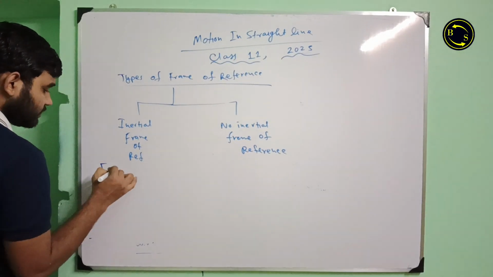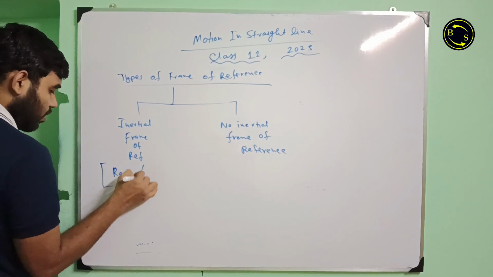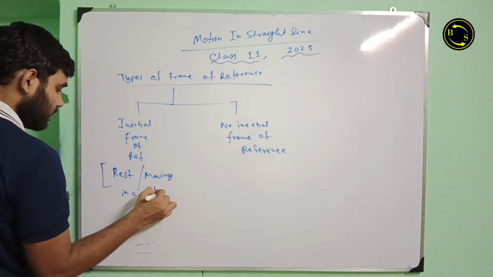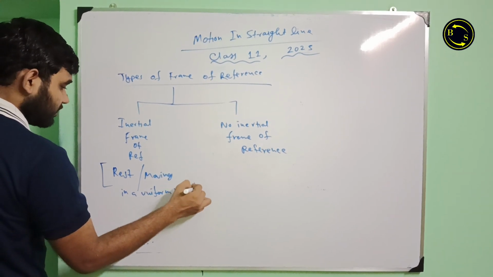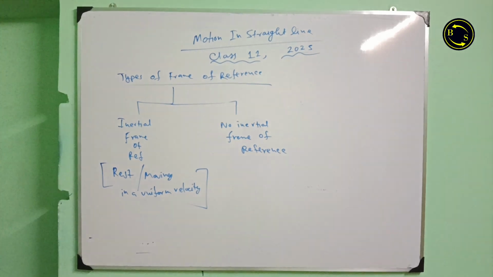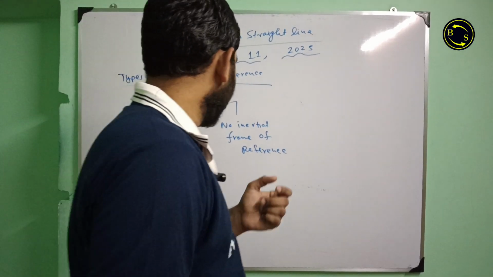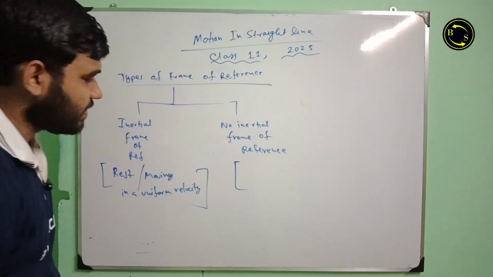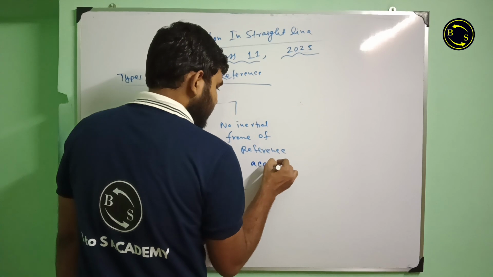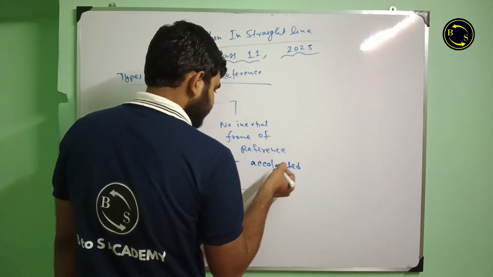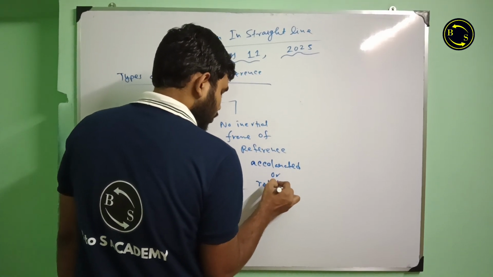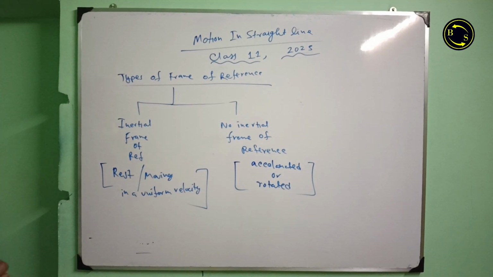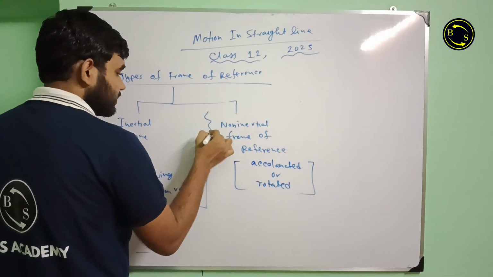The frame of reference which is at rest or moving in a uniform velocity. This type of frame of reference or this type of observer is called the inertial frame of reference. And what do you mean by non-inertial frame of reference? The frame of reference which is accelerated or rotated we can call non-inertial frame of reference.